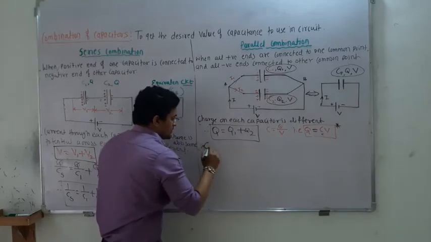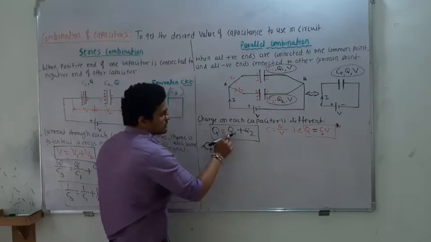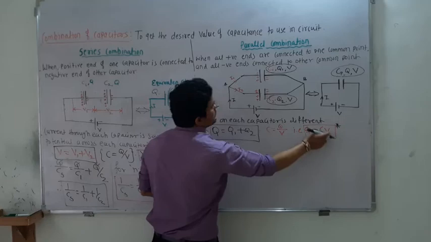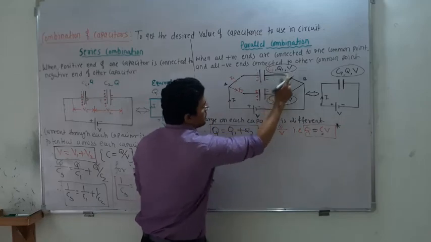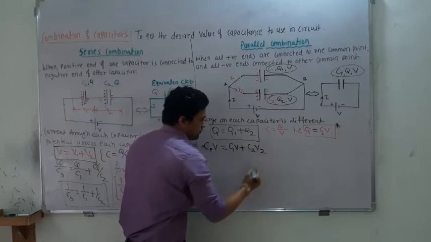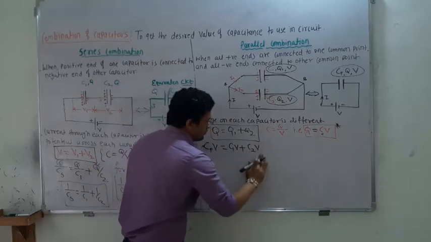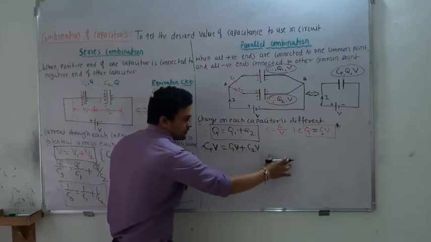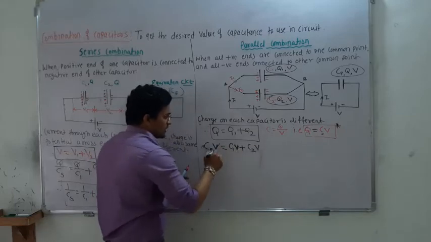So it becomes Cp V, and the voltage will be same across Q1. So Q is equal to C into V, so Q1 is equal to C1 into V. So it becomes C1 into V plus same C2 into V. The common factor is V, so take out this common V. That V and this V automatically cancel out.